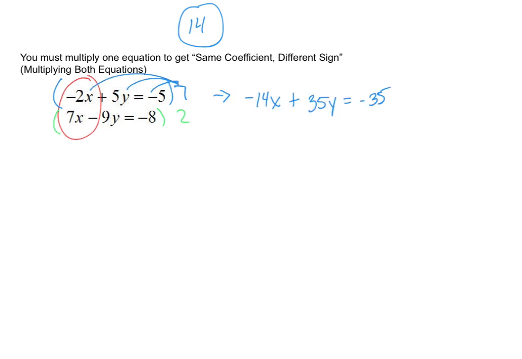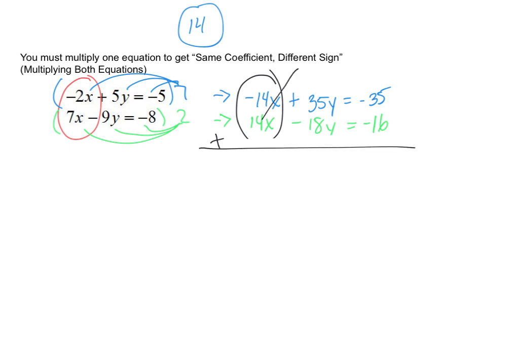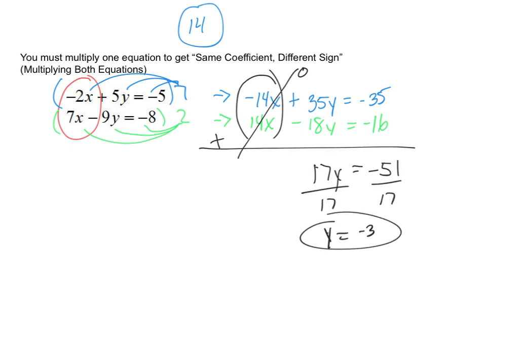So when I go ahead and do those multiplications, I end up with negative 14x plus 35y equal to negative 35 for the first equation. And I end up with 14x minus 18y equal to negative 16. So now I have same coefficient, different sign, so I can go ahead and just add everything. That will eliminate my variable x. I will be left with 17y equals negative 51. Divide both sides by 17. So y is equal to negative 3. And I can go back in and substitute into any of the equations to find x.